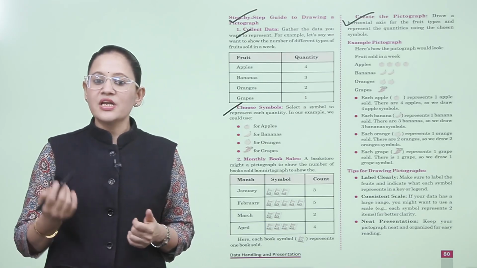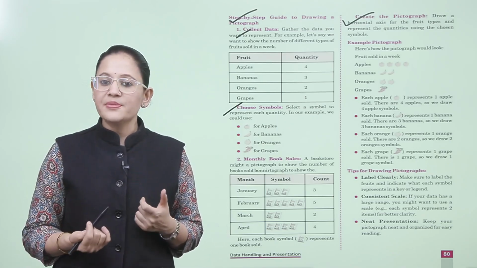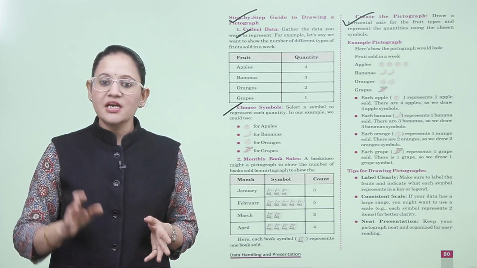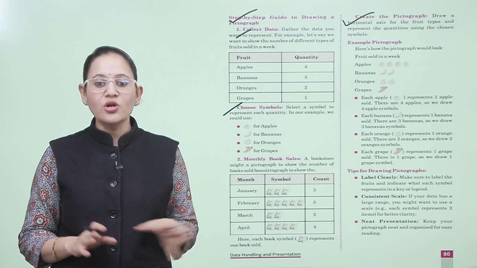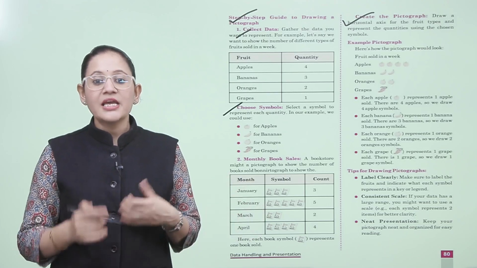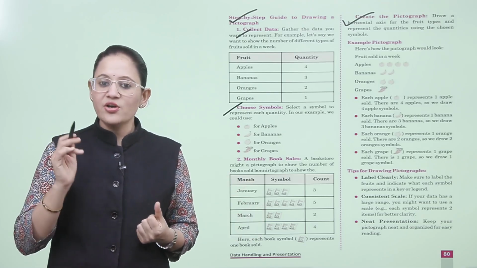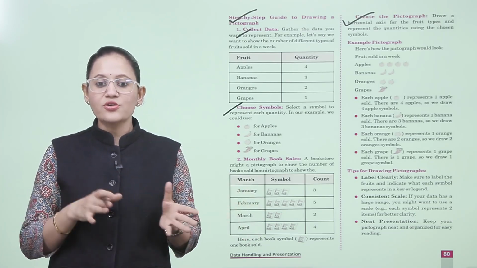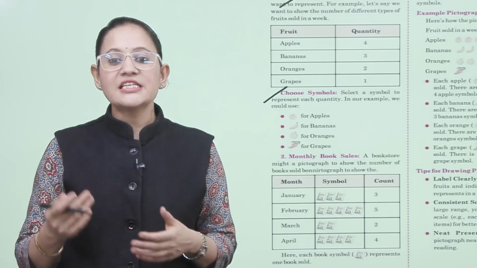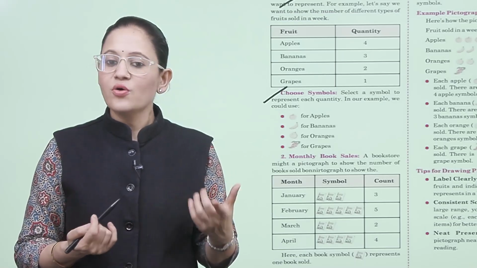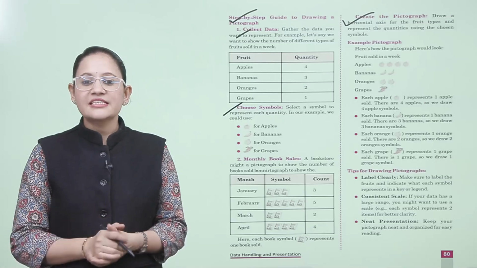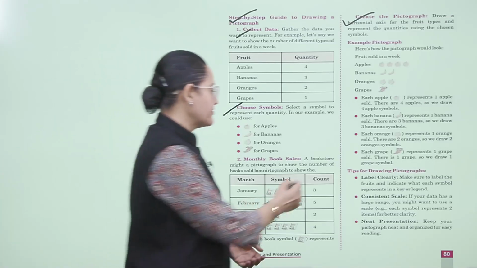Each apple represents one apple sold, so there are 4 apples, so we will draw 4 apple symbols. Each banana represents one banana, so a total of 3 bananas sold, so we will draw 3 bananas. Each orange represents one orange and a total of 2 oranges sold, so you will draw 2 oranges. Each grape represents one grape, so for one grape you will draw one grape symbol. Clear? Next is tips for drawing pictograph.